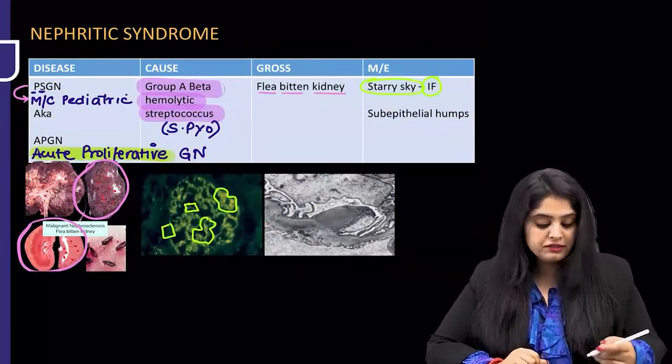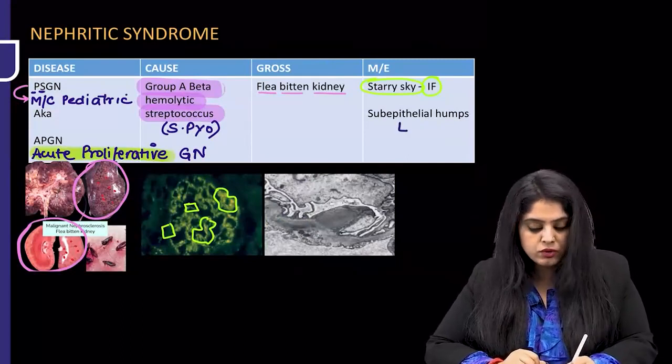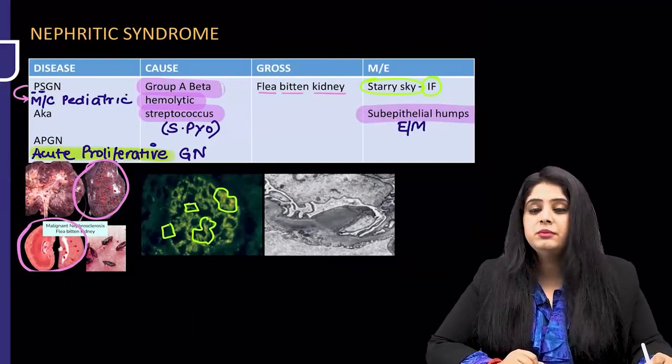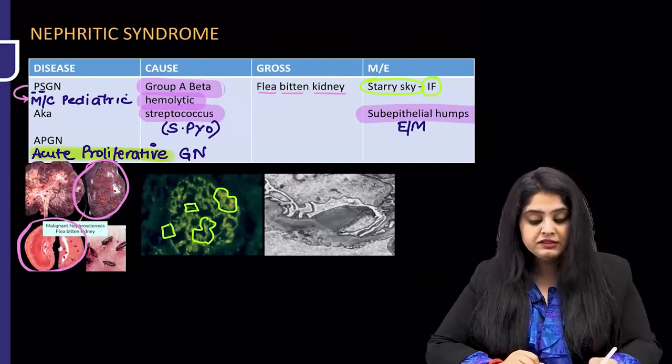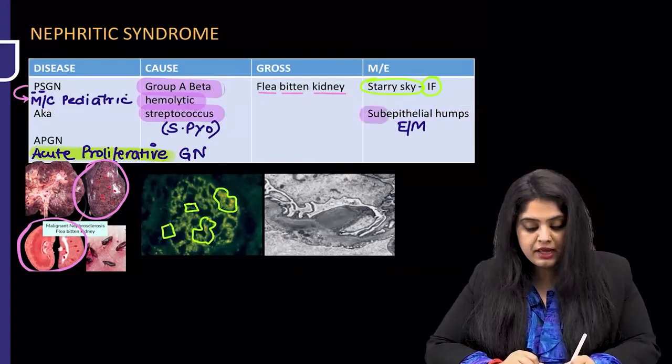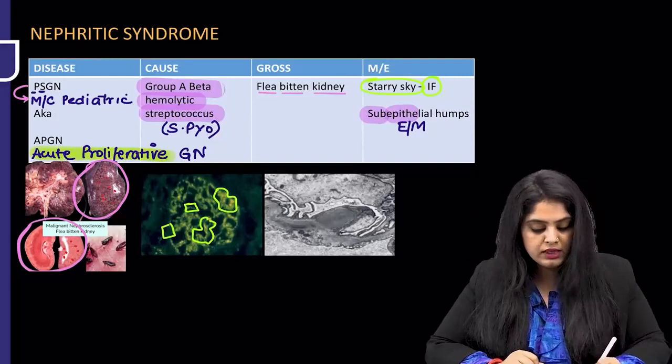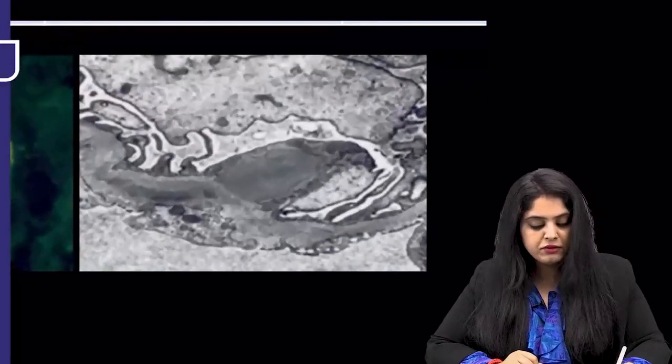Why do you see the starry sky appearance? Because when I went on to the electron microscopy, which is a question that came in the recent NEET PG and the FMG exam, and that is subepithelial humps. Subepithelial, guys, subepithelial. Epithelium matlab podocyte. Find the podocyte. This is the podocyte. Look at this carefully. This is going to be the podocyte.